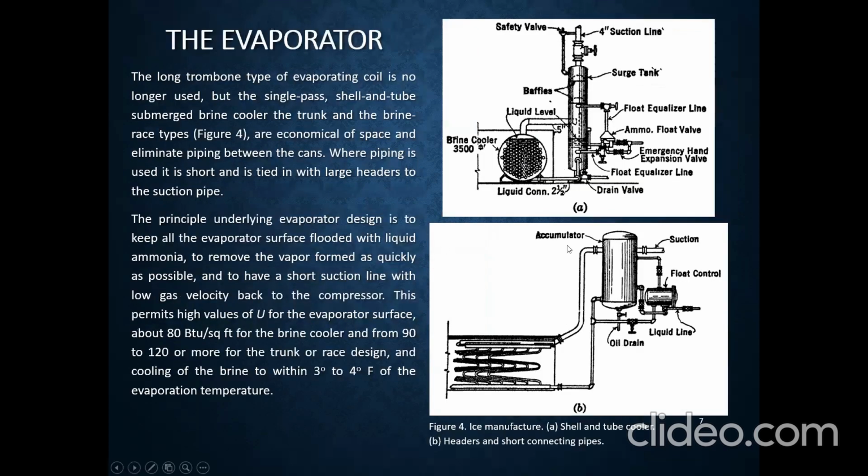So, the evaporator. Yan. Ito yung evaporator o yung cooler. So, ito yung mga parts niya. Okay? The long trombone, ang design niya, trombone type of evaporating coil is no longer used, but the single pass shell and tube submerged brine cooler, the trunk and the brine race types are economical of space and eliminate piping between the cans. Where piping is used, it is short, is tied with a large header to the suction pipe.